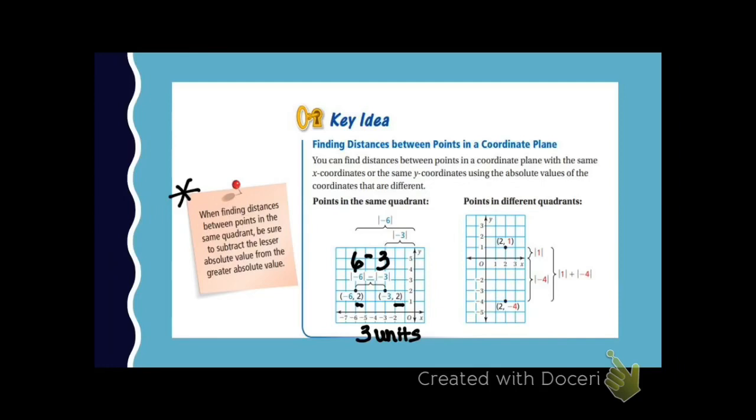Now, if the points are in different quadrants, I'm going to add, okay? So I want you to think about that. Here we have the points 2, 1, and we have the points 2, -4. So I take the numbers that are different, and I'm going to add them. All right, so the absolute value of 1 is 1. The absolute value of -4 is 4. So what is 1 plus 4? It is 5. So this would be 5 units. Okay, let's practice.